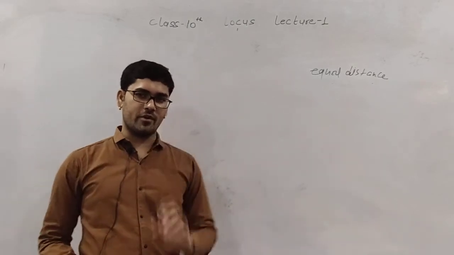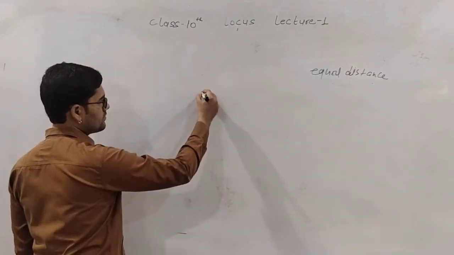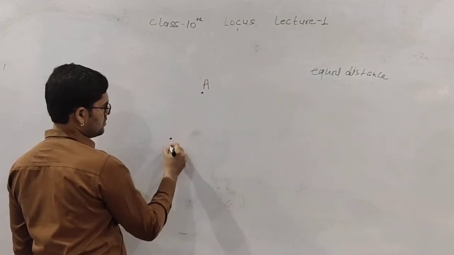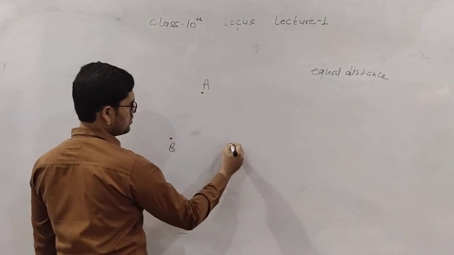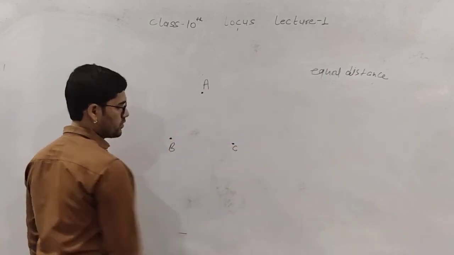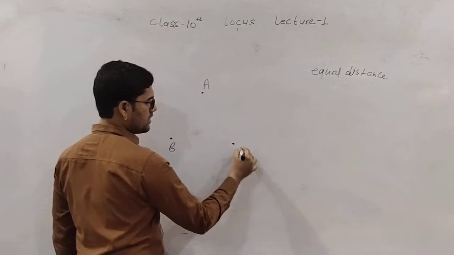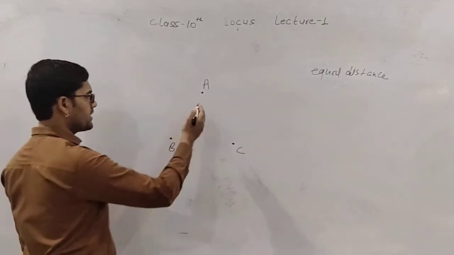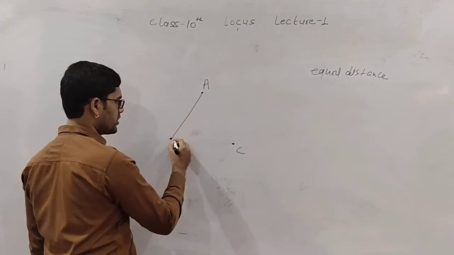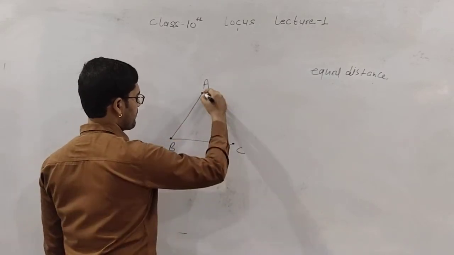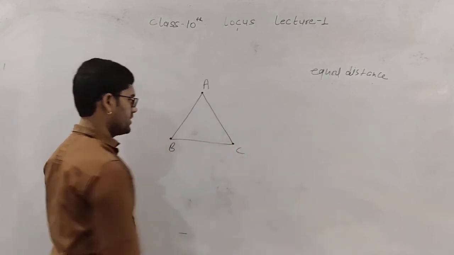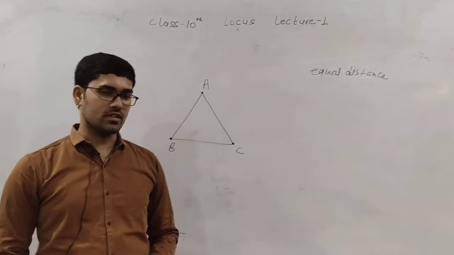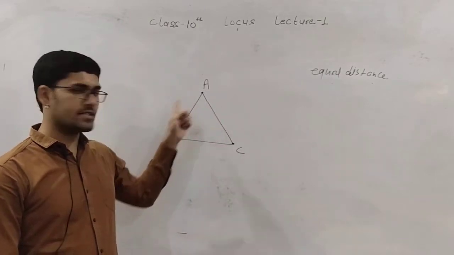Suppose there are 3 points: 1, 2, 3. Okay, there are 3 points. I have given them the names A, B, C. Fine, I am connecting them, joining them. Okay, they are joined. So now I want to find the locus of all these 3 points.